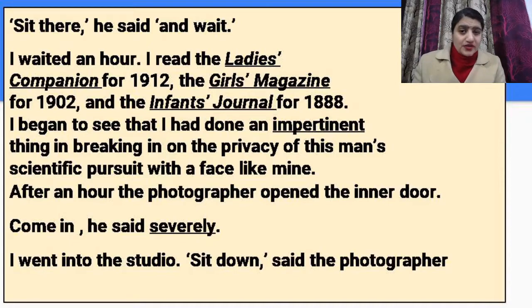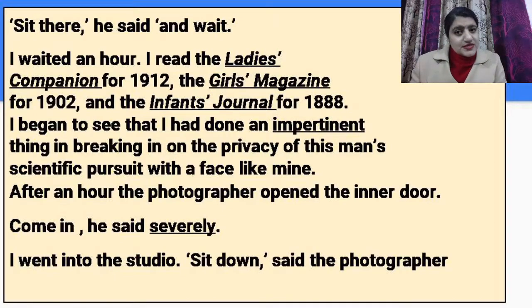And what did he do during this time? He says, "I read the Ladies' Companion for 1912, the Girls' Magazine for 1902, and the Infant's Journal for 1888." Now, these were the various fashion magazines, where the pictures of models were carried, and he just flipped through the pages to pass his time.